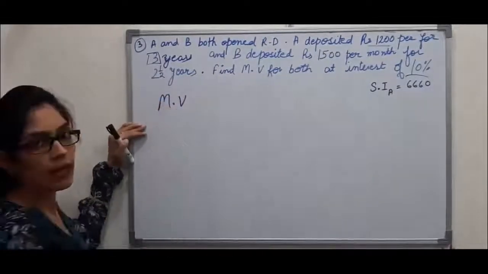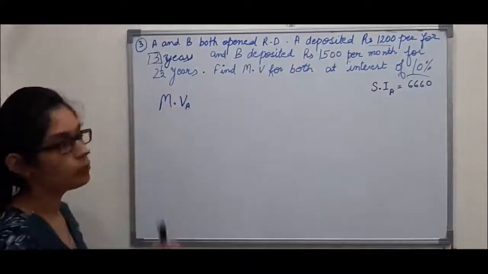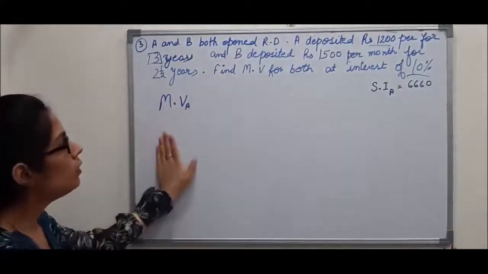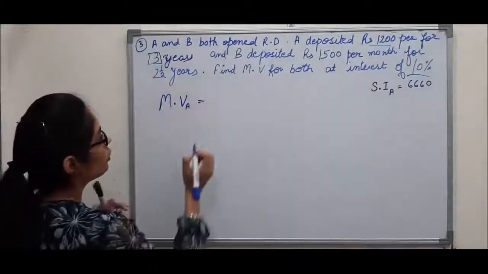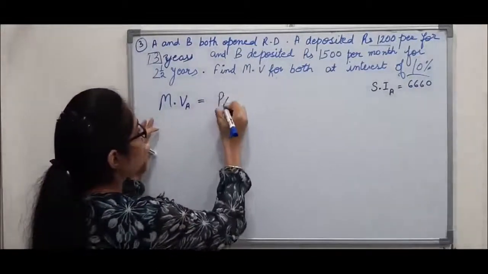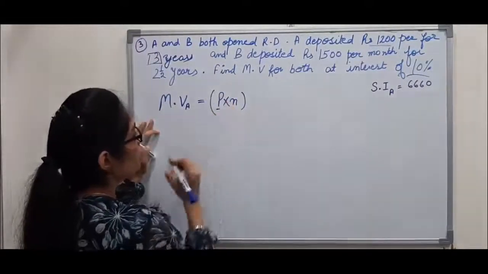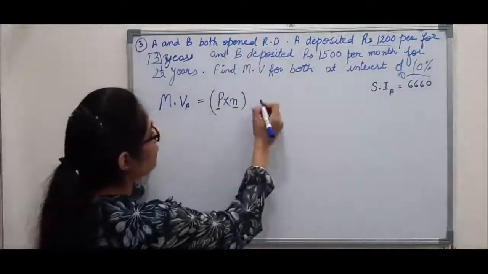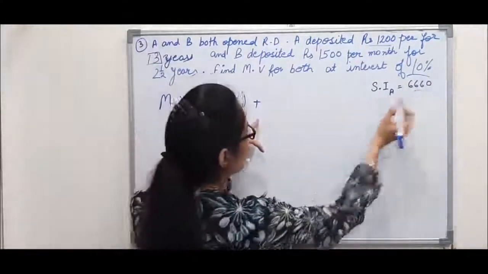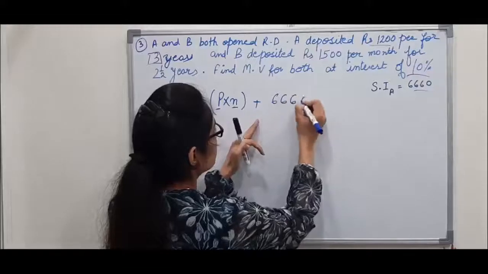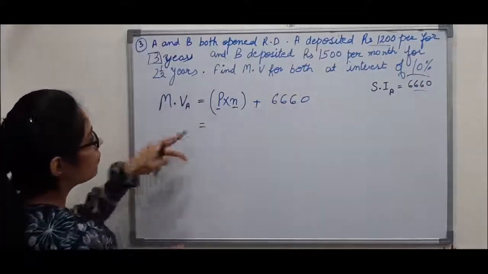So before calculating for B, we will calculate maturity value, because we need maturity value for both A and B. Formula for maturity value is P into N, which is the amount you are paying. P is amount per month, N is number of months. Now you have calculated simple interest also, which is 6660.